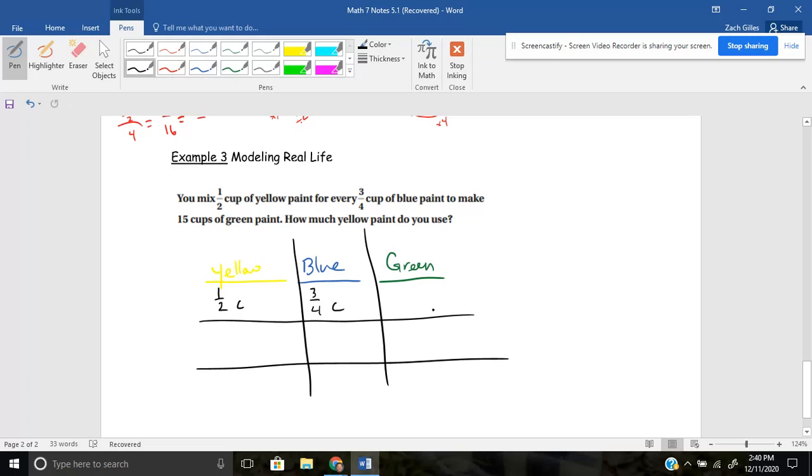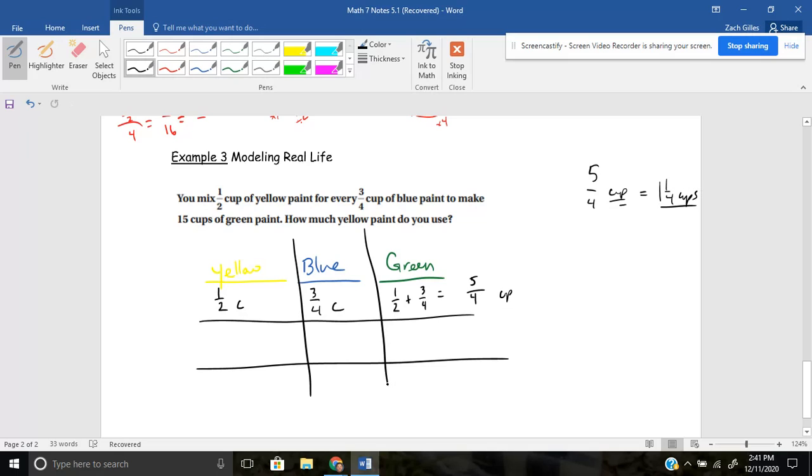Okay, if I just added 1/2 and 3/4, what would I end up with? Well, this is the same as 2/4. So 2/4 plus 3/4 would give me 5/4 cups. Well, I don't want 5/4 cups. I want more than that, right? 5/4 of a cup equals, if I were to change that into a mixed number, 1 1/4 cup of paint. Is that enough? No, I want 15 total cups.